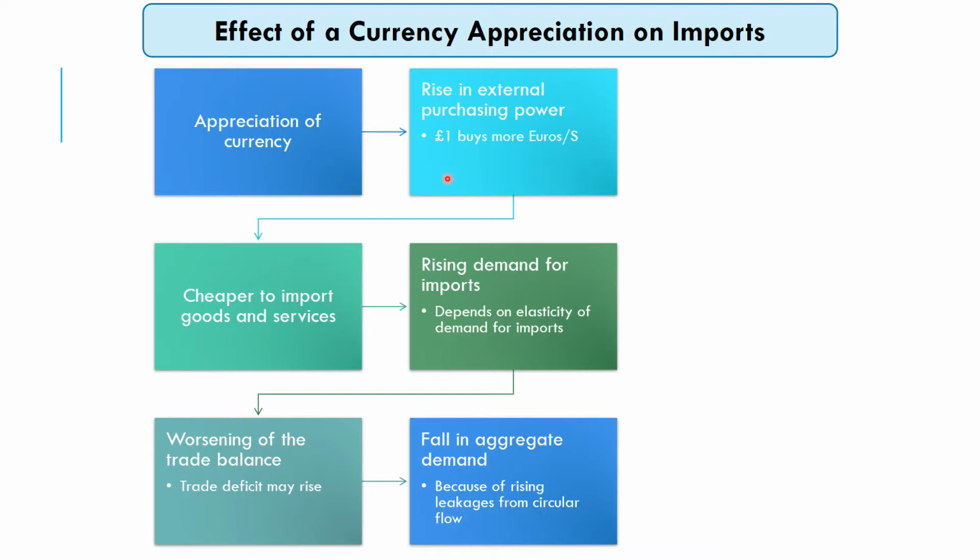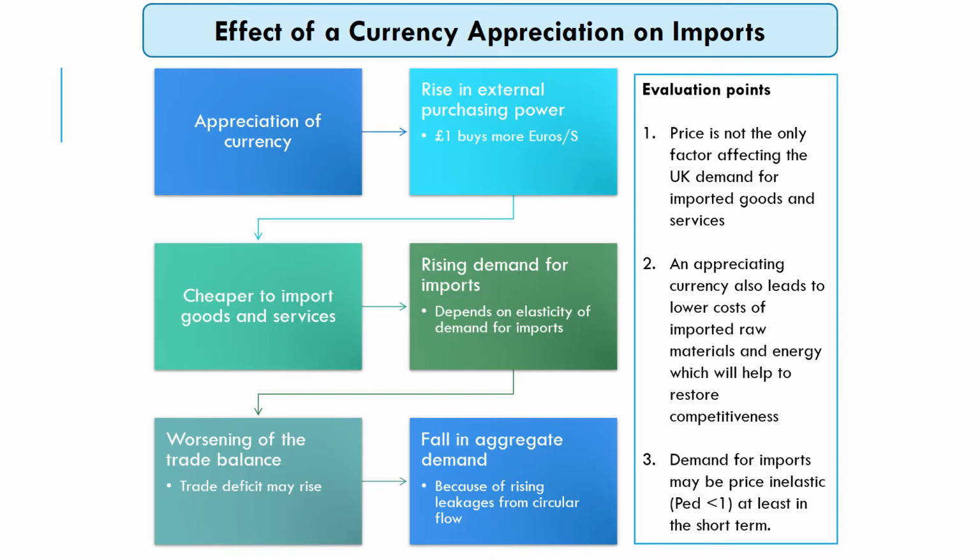So this would be a nice 6-step analysis to explain the effect of a currency appreciation. In terms of valuation, we must just bear in mind that even though the prices of imports change, price is not the only factor affecting demand. So other things like quality might affect demand as well. We should also note that an appreciating currency leads to lower costs of imported raw materials, which may help to restore competitiveness within the economy. So if we're making imports cheaper and those imports are raw materials, then actually that might be quite beneficial for our economy.